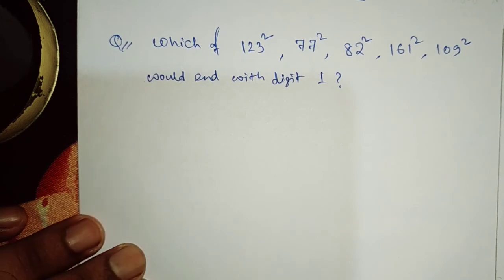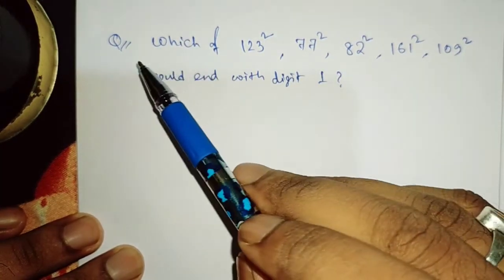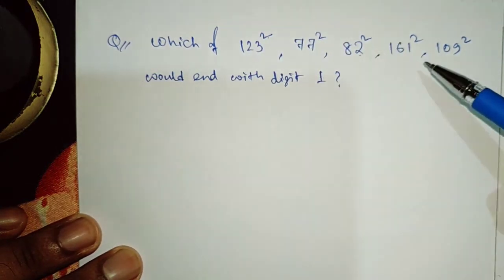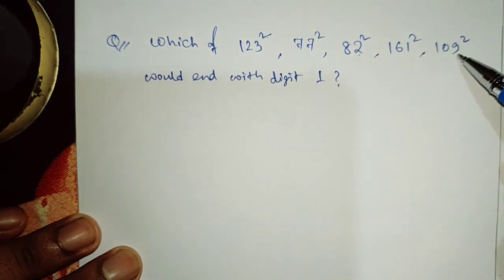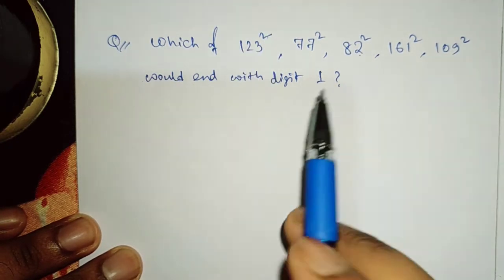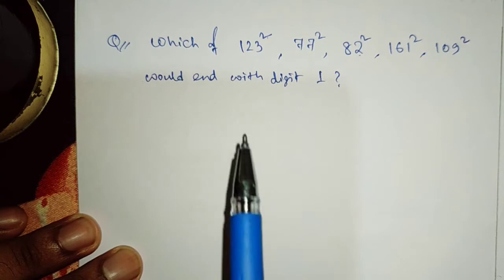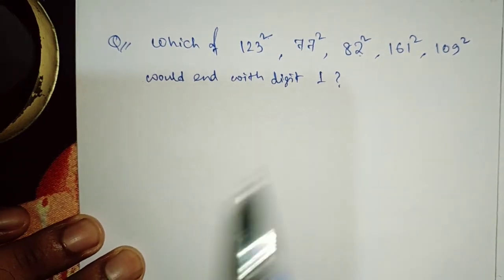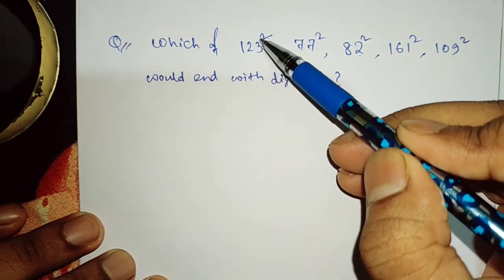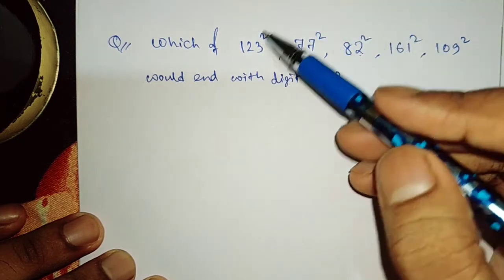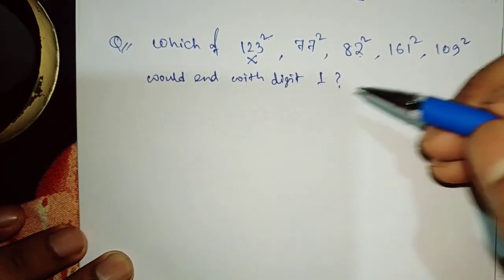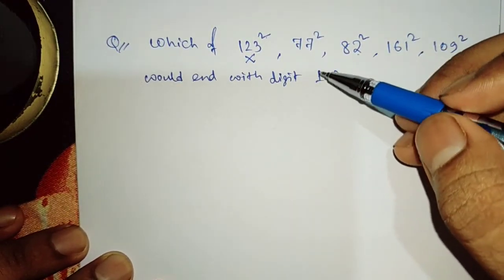To understand the concept better, let's take a question. Which of 123 square, 77 square, 82 square, 161 square and 109 square would end with digit 1? That means after making the square of 123, we have to find out whether the last digit will be 1 or not. Clearly, you just take the last digit of 123 and make it a square. 3 square will be 9. So is it 1? No. So 123 square will not have the digit 1 in the end place.